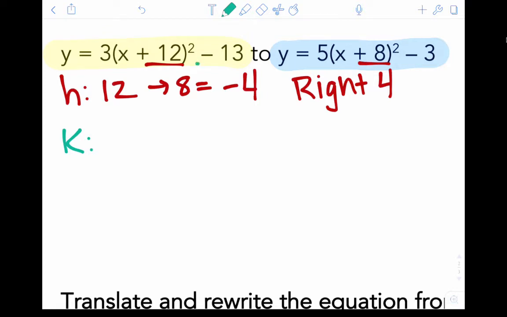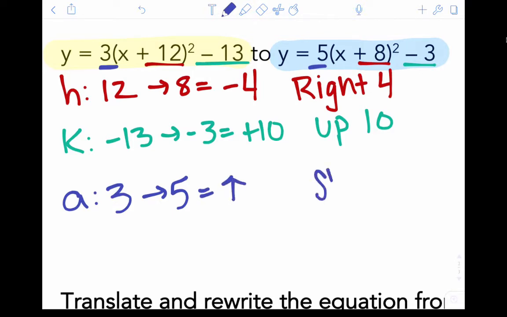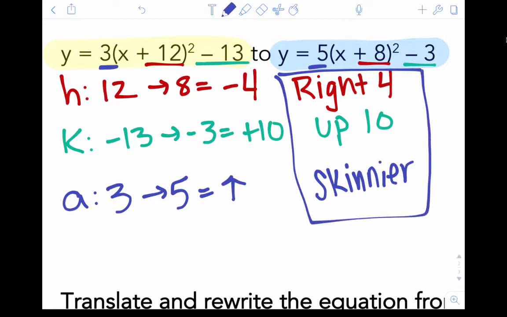Next, with my k, I'm going from negative 13 to negative 3, which means that it is increasing by 10. So that means it's going up 10. And then lastly, my a is going from 3 to 5. That is an increase. If it increases, that means it's getting skinnier. And so my translation is right 4, up 10, and skinnier.